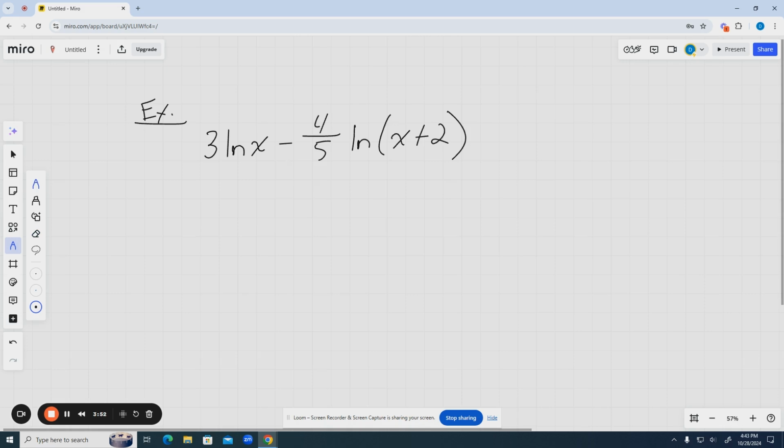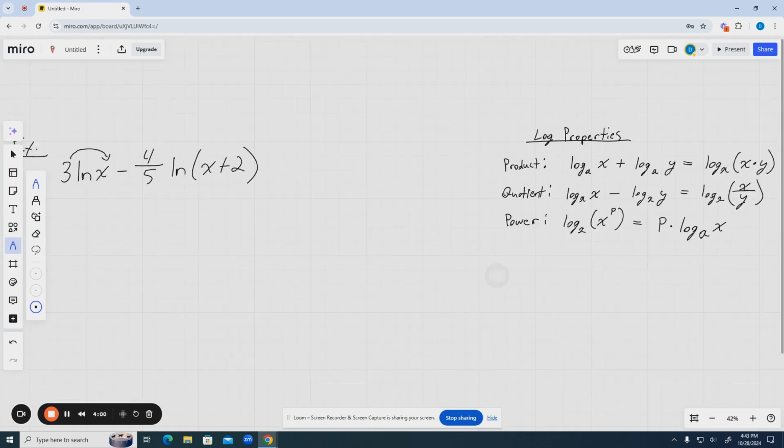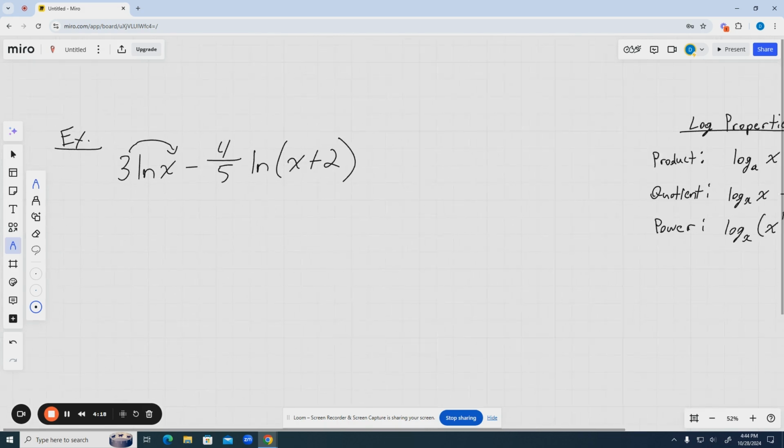Let's look at the 3 ln x. I can take this 3 and bring it over here based on our power rule. If you look at our power rule, it says log a of x to the p power is the same thing as p times log a of x. So if I have a p in front, I can use it as the power of my x. In this case, I can take that 3 and bring it to the power of x inside the ln. So I can say ln of x cubed.